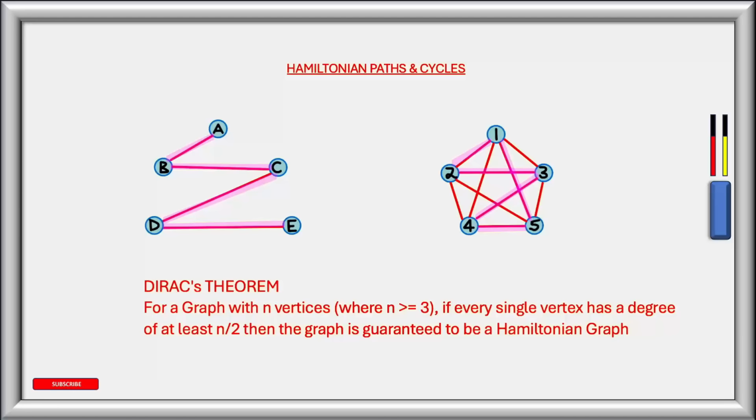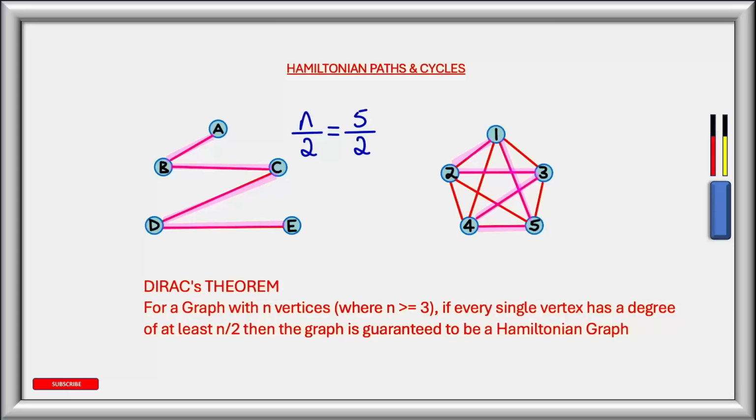Gabriel Dirac provided a famous sufficient condition to help us determine whether a graph is a Hamiltonian graph. Dirac's theorem states, for a graph with n vertices where n is greater than or equal to 3, if every single vertex has a degree of at least n divided by 2, then the graph is guaranteed to be a Hamiltonian graph. Let's apply this theorem to the graph on the left of the board.